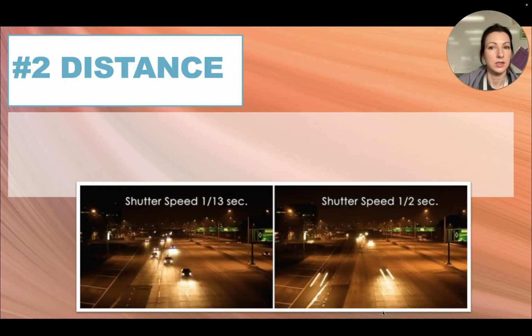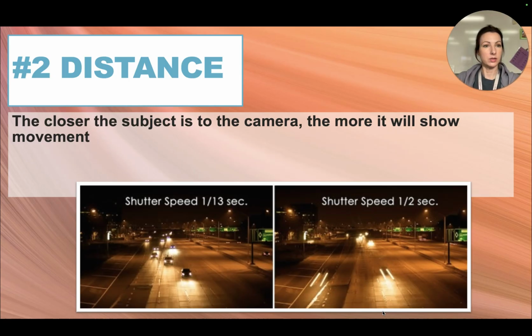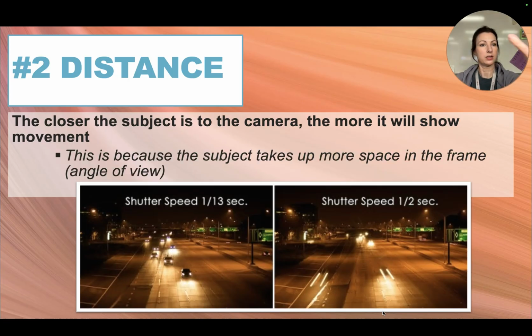So the second thing that affects motion is your distance. The closer the subject is to the camera, the more it's going to show movement. You have to think, it's because the subject is taking up more space in the frame, your angle of view. If your subject is this little teeny tiny thing in the background and it's moving, it's not going to show motion as much because it has more space to move.